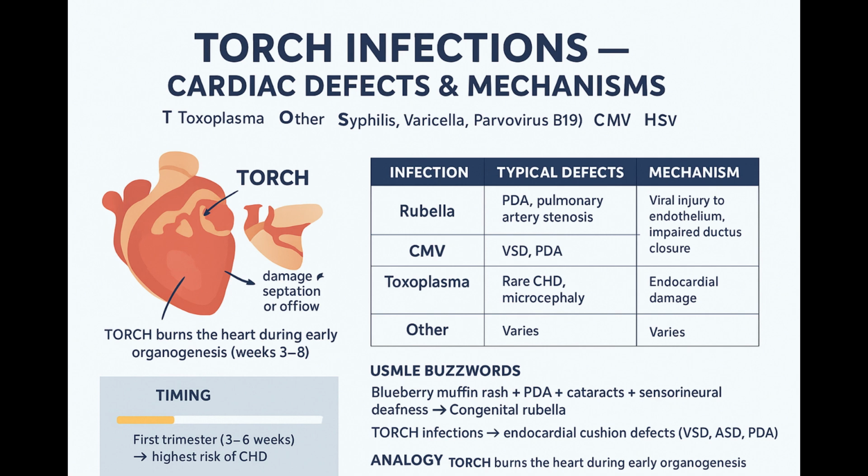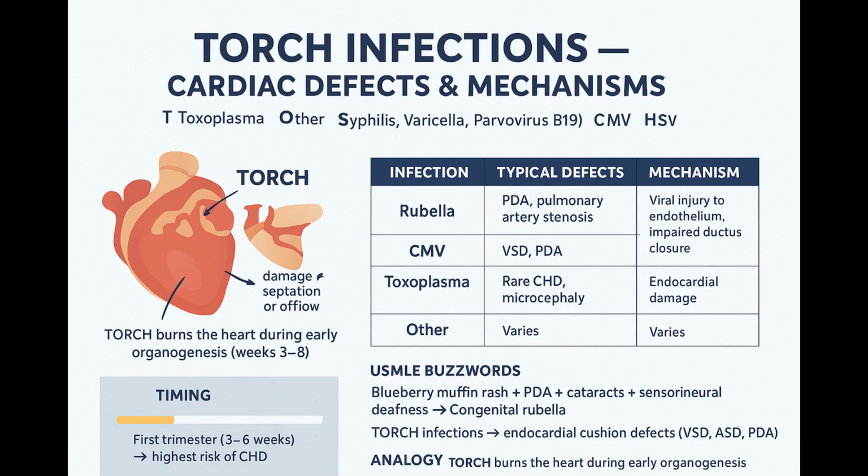Patent ductus arteriosus, PDA, is the big one, often along with pulmonary artery stenosis. Which gives us that textbook triad. The congenital rubella triad. PDA plus cataracts plus deafness. A devastating combination from that early infection.